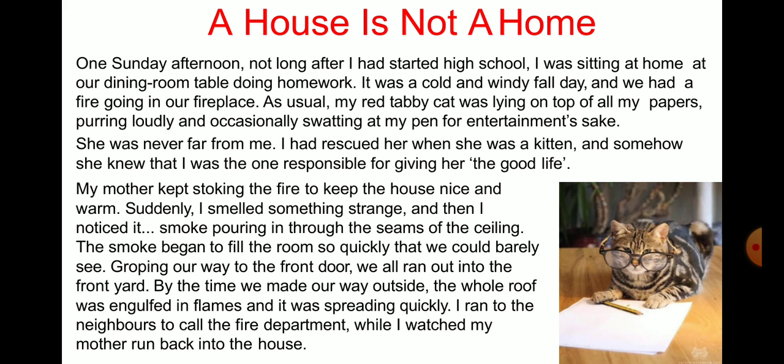I had rescued her when she was a kitten, and somehow she knew that I was the one responsible for giving her a good life. So the narrator is saying that the cat never used to be far away from him. The narrator has kept that cat from the time when she was a little cat, a kitten, okay, a baby cat. And somehow the cat also knew that the narrator was the one responsible for her luxurious life. That is why she loved the narrator.